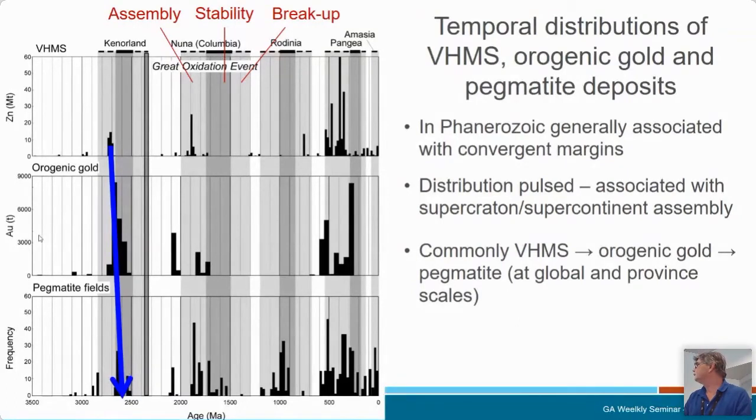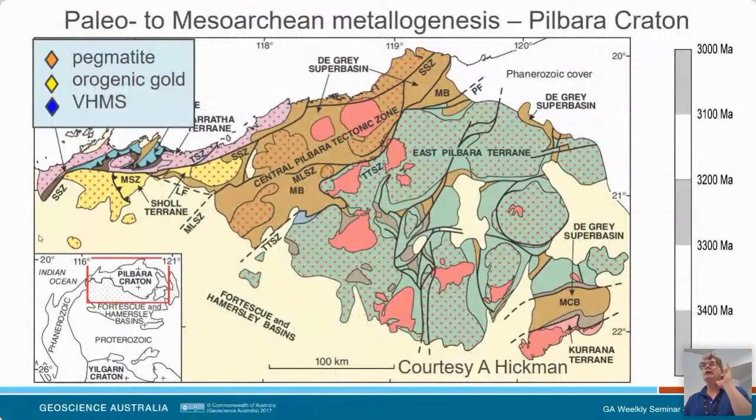So now what we're going to do is we're going to look at some of these deposits in metallogenic provinces. And we're going to start in the Pilbara. Okay, so this is a map of the Pilbara. I'm not going to ask you to retain what it is. All I'm going to do is show you the distribution of the deposits.